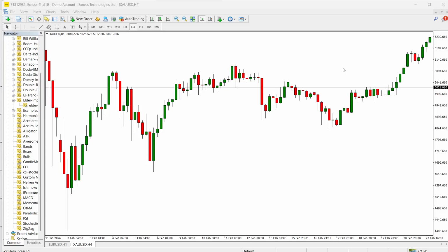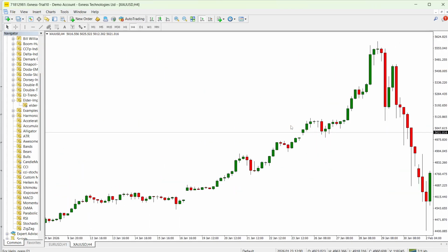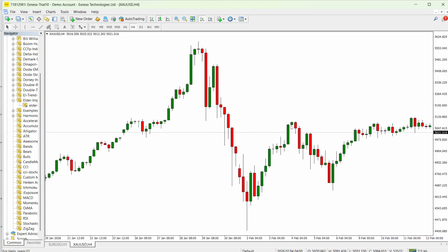Hello traders, today we're examining the Elder Impulse Candle Color Indicator for MetaTrader 4 and MetaTrader 5, and I'll show you how this system colors your candles based on momentum and trend alignment.